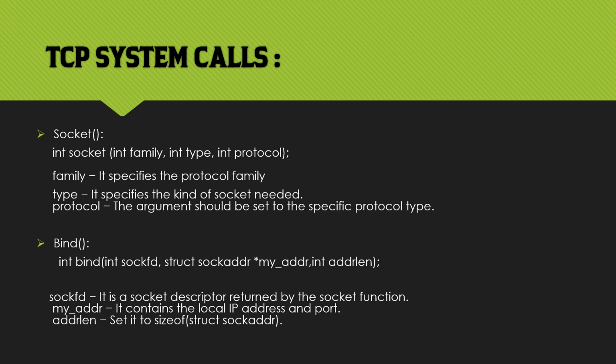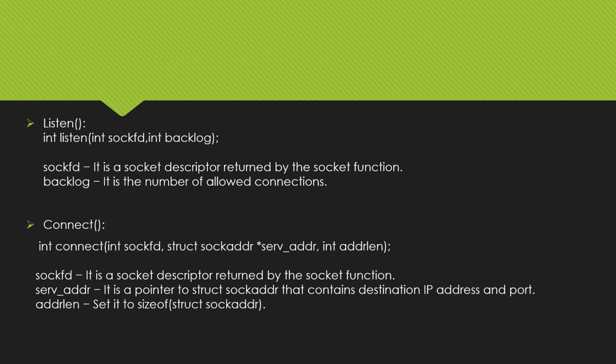Listen. It takes arguments such as a socket descriptor returned by the socket function and the number of allowed connections, that is the backlog. Connect. It takes arguments such as the socket descriptor, the destination address, that is the server address, and its address length. This call returns 0 if it successfully connects to the server and -1 if there is an error.